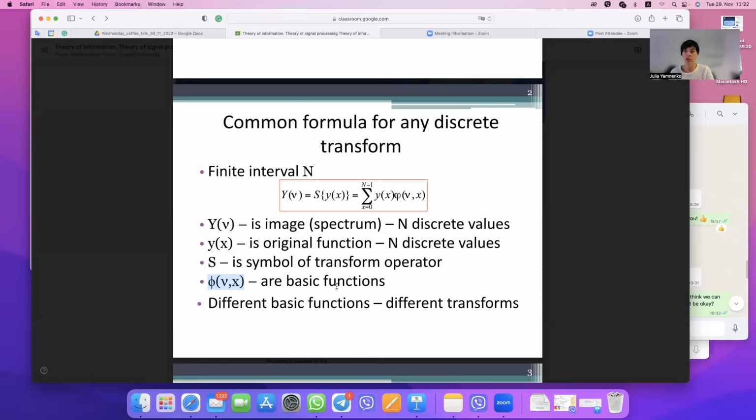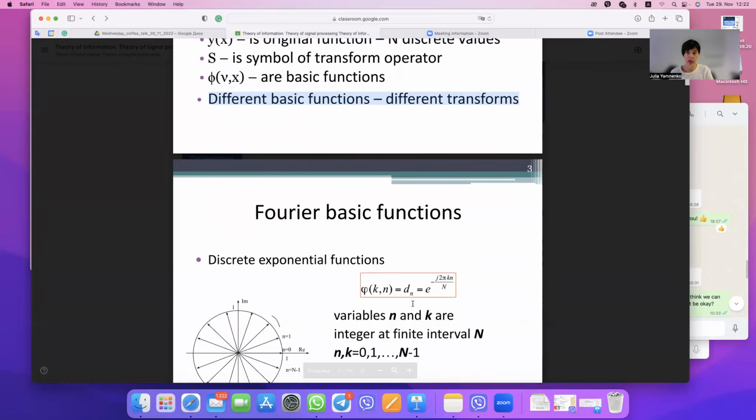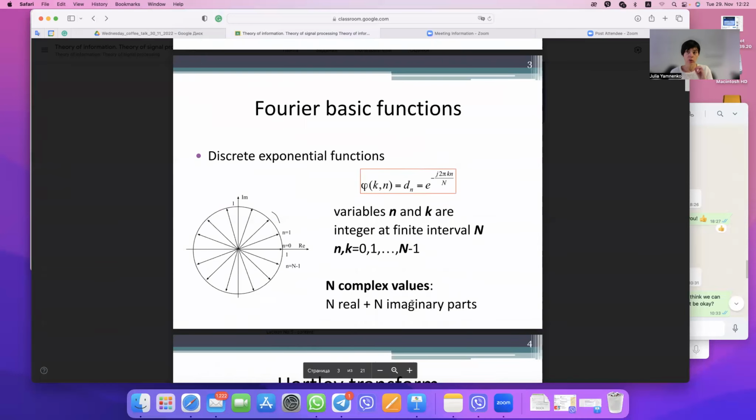So depending on the type of spectral method, it will be a different basic function. So different basic functions automatically mean different transforms. And now, just to memorize a little bit, a repetition from the previous material that we already studied.